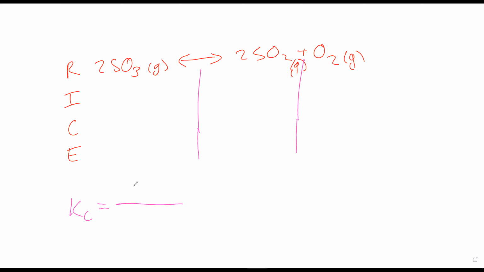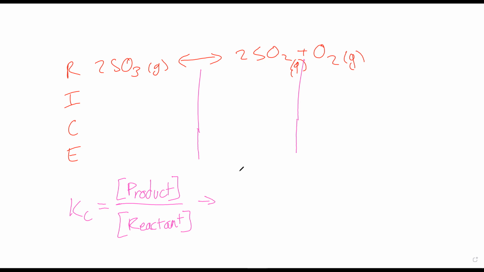And remember, you always put the product concentration on top of the reactant concentration. And you won't always have an equal amount of products and reactants. Sometimes you'll have 2 products, 1 reactant. Sometimes you'll have 2 reactants, 1 product. Just remember, that's how you do it.